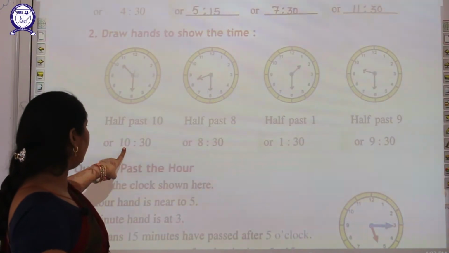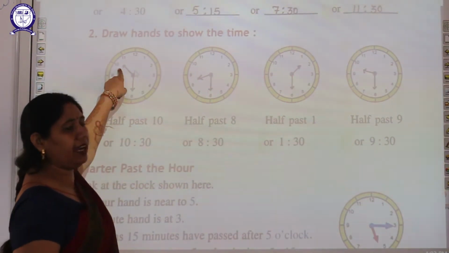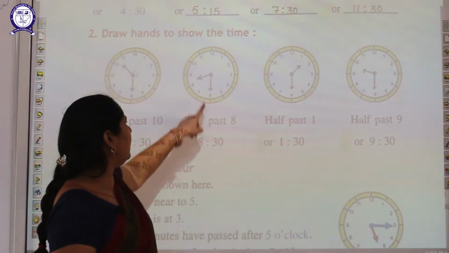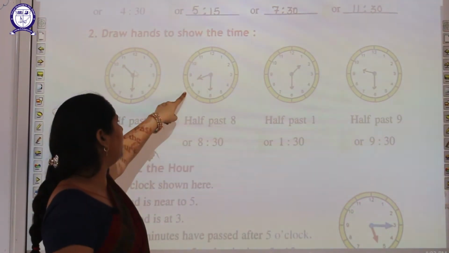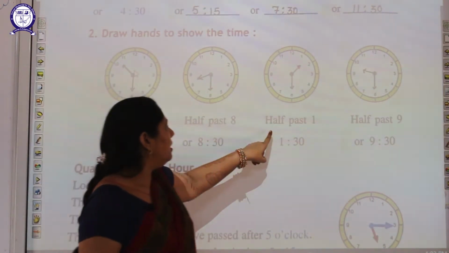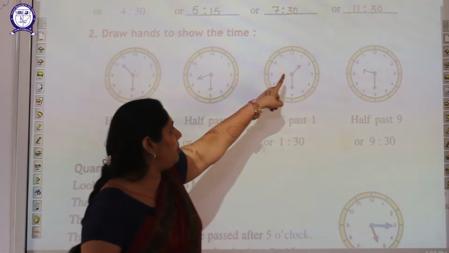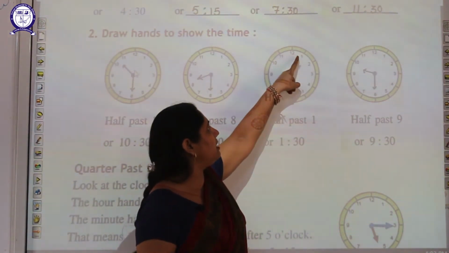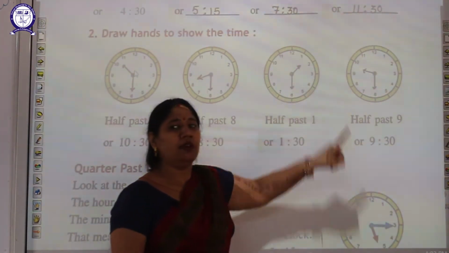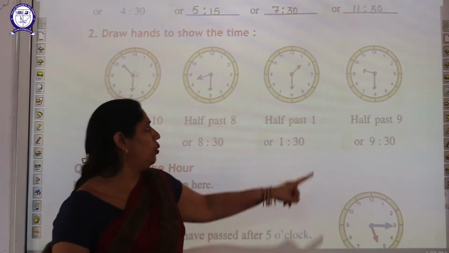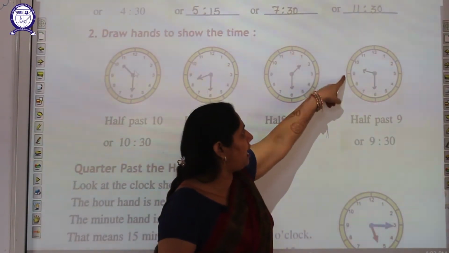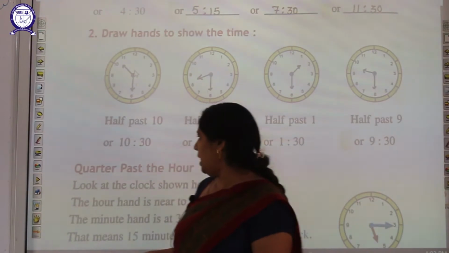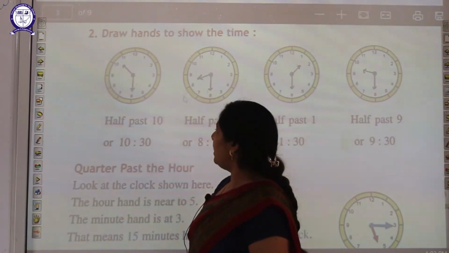So 10:30, our hour hand is between 10 and 11. 8:30, the shorter hand is between 8 and 9. 1:30, the hour hand is in between 1 and 2, mid of the 1 and 2. 9:30, the hour hand is in between 9 and 10. Clear, beta? So come to the quarter past.